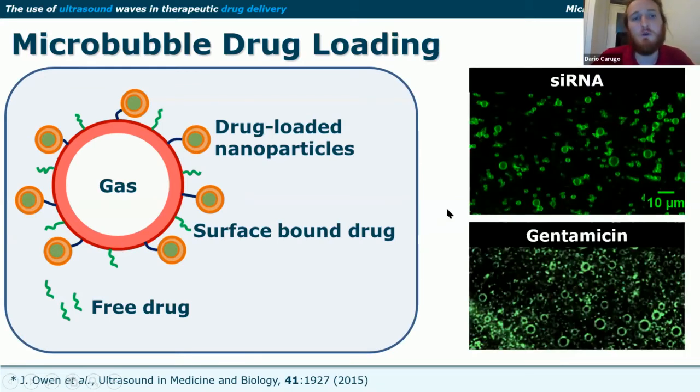For instance, in our group, we have looked at loading of different compounds, including genetic material, which is very much of interest now, considering that it's part of some of the COVID vaccines, as well as the antibiotic gentamicin. And we often load the drug together with a fluorescent molecule, which allows us to use fluorescence microscopy to confirm that loading has actually occurred. So all these microbubble images show that we can detect a fluorescent signal from within the shell of the microbubble, or the surrounding of the microbubble shell.